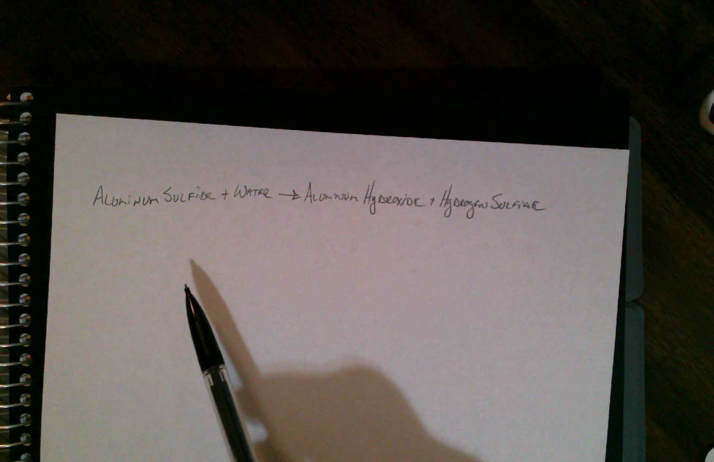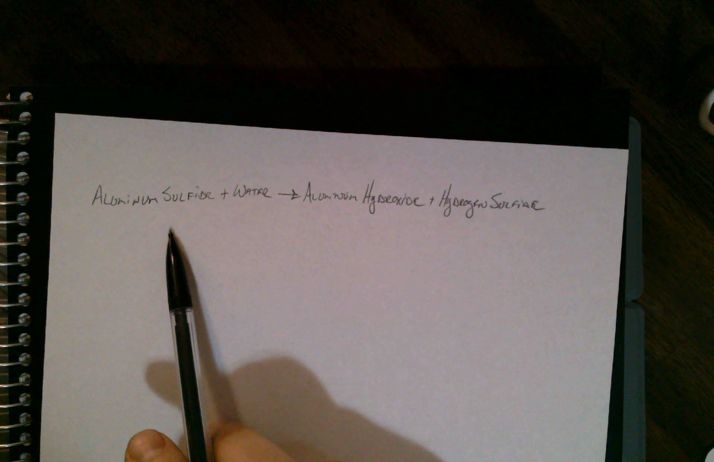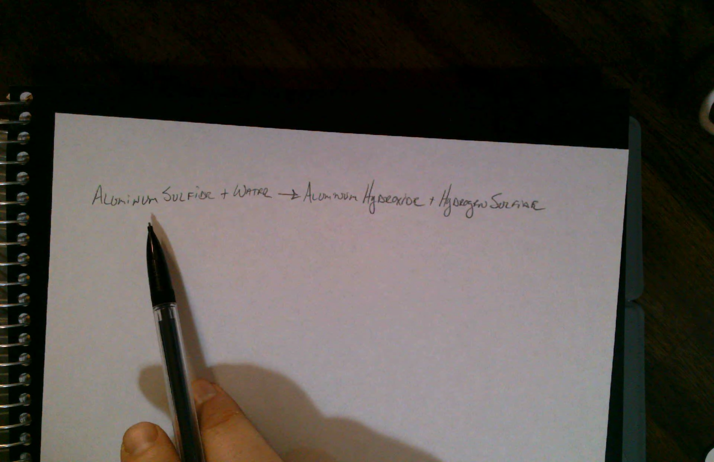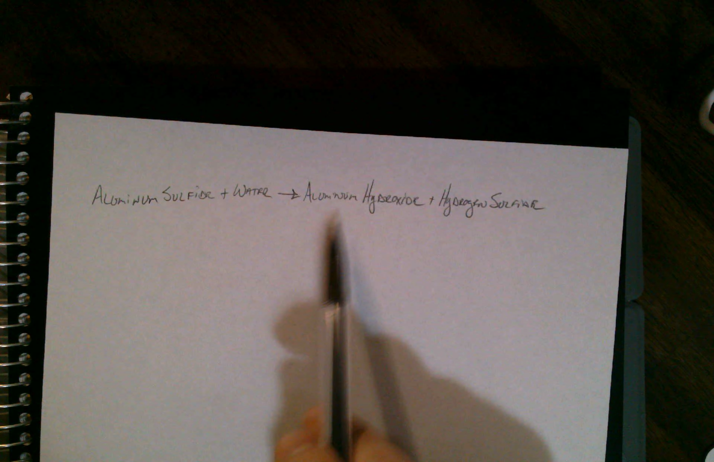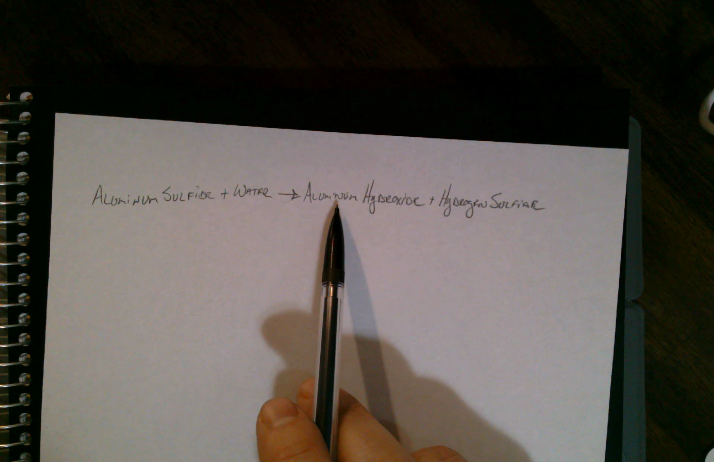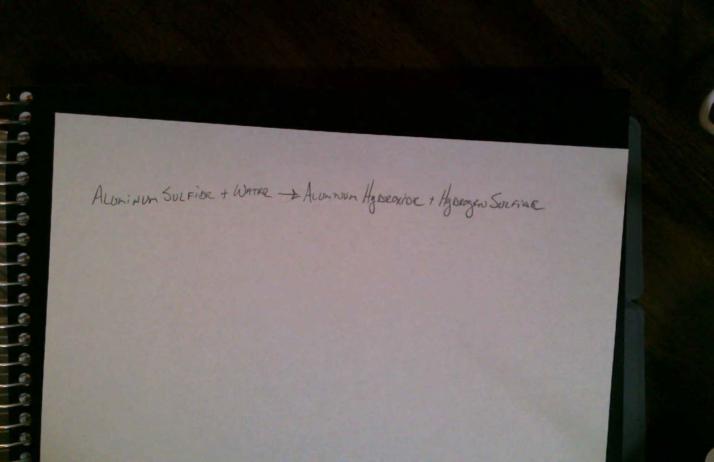So anyway, what I'm going to be talking about is a chemical reaction, and what it starts with and then what it ends with. Basically, whenever you mix aluminum sulfide with water, it goes through a chemical reaction and becomes aluminum hydroxide, and it also becomes hydrogen sulfide. Well, hydrogen sulfide, I guess, is like the byproduct.